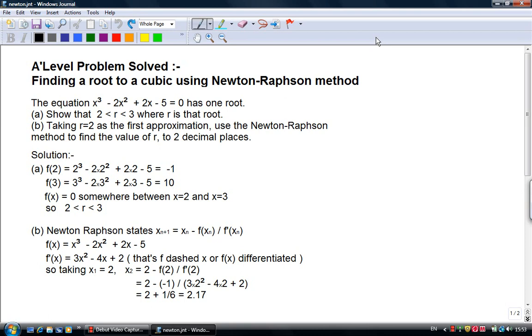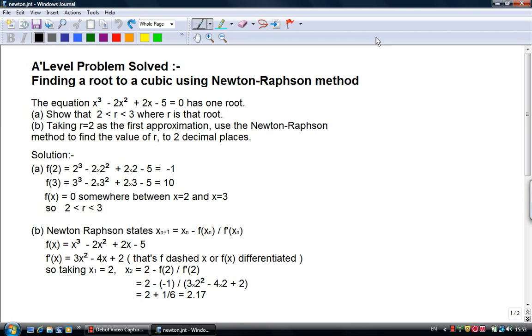So f of 2, that's putting 2 into the original equation. So I've got 2 cubed minus 2 times 2 squared plus 2 times 2 minus 5, and that gives you an answer of minus 1. F of 3, putting 3 into the equation, we get plus 10. So we can see that f of some value would equal 0 somewhere between x is 2 and x is 3. So that proves that 2 is less than r is less than 3, r lies between 2 and 3. And from looking at those figures, it's probably nearer the 2 than 3.